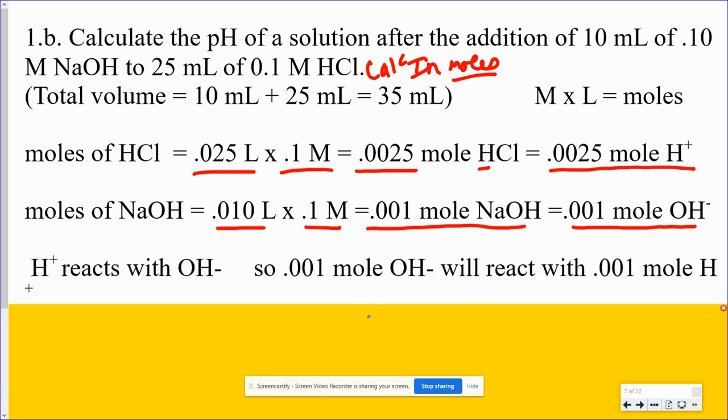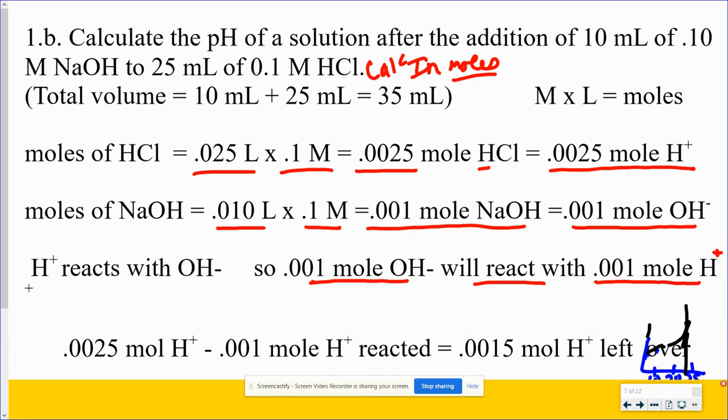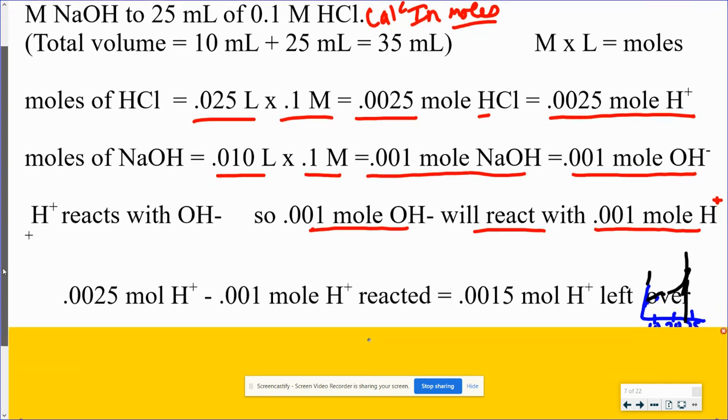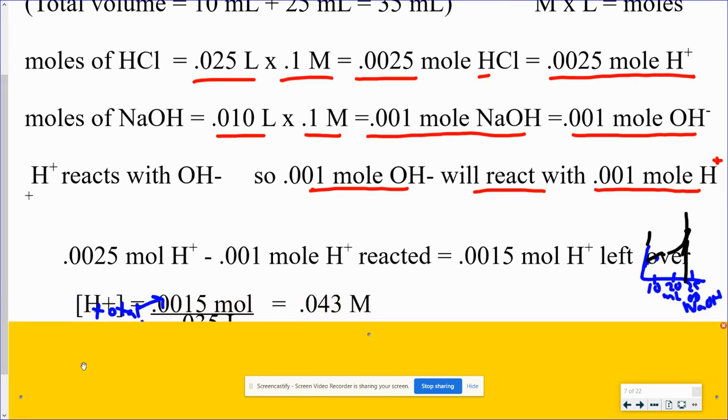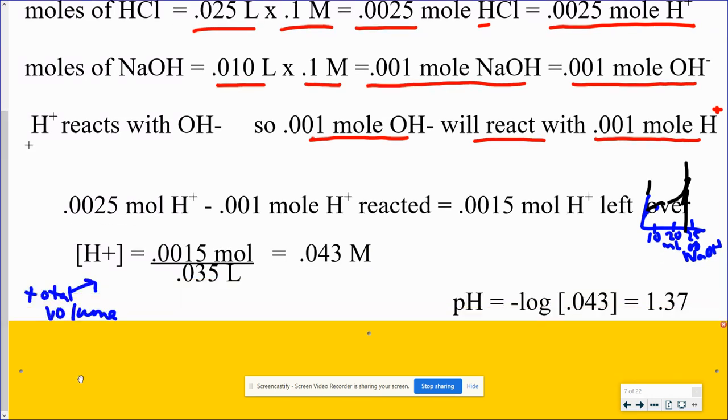Now, H plus always reacts with OH minus, so that means the 0.001 moles of OH minus is going to react with the 0.001 moles of H plus, and now there's going to be leftover H plus because I had more H plus to begin with. So 0.001 moles of my H plus gets reacted, and I have 0.0015 moles left, but for pH, I need molarity.